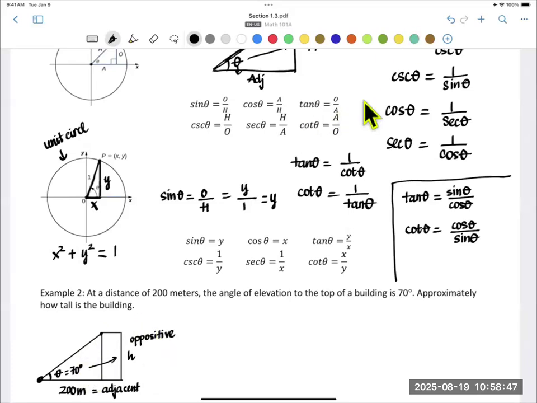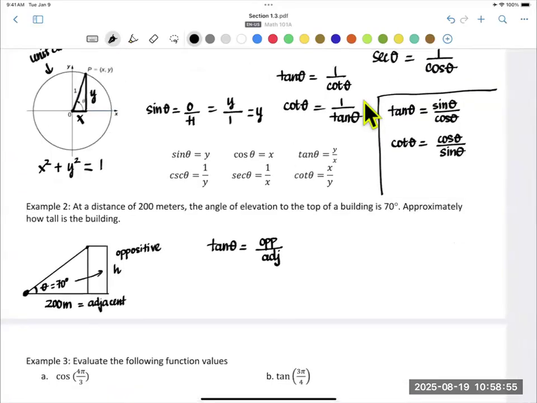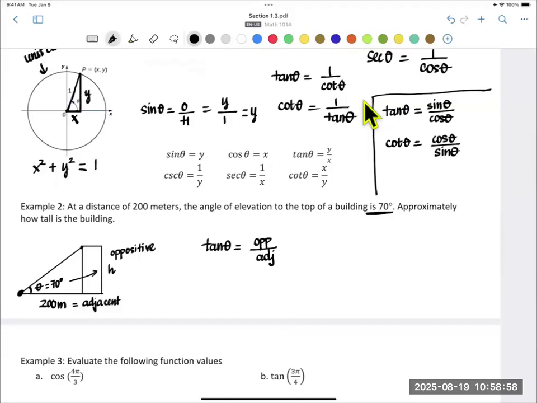So we have tangent theta is opposite over adjacent. Do we know the angle theta? Yes, it is 70 degrees. So tangent of 70 is equal to, what is my opposite? I don't know the opposite, so I call that h. And my adjacent is 200. To isolate h, multiply both sides by 200. Cancel this out, and we have h equal to 200 times tangent 70.